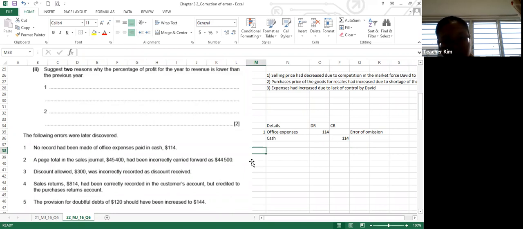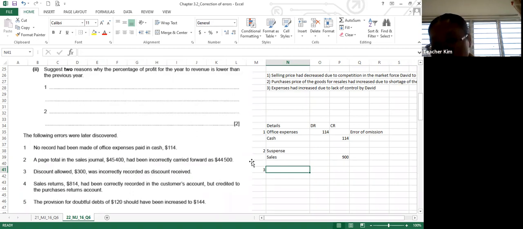Whereas number 2 error. Okay. Number 2 error is a page total of the sales journal 45,400 has been incorrectly carried forward as 44,500. Sales is understated. Sales is on the credit side. Understated means we have to put back the amount. 45,400 minus 44,500, so 900 understated. So here suspense. One side error.